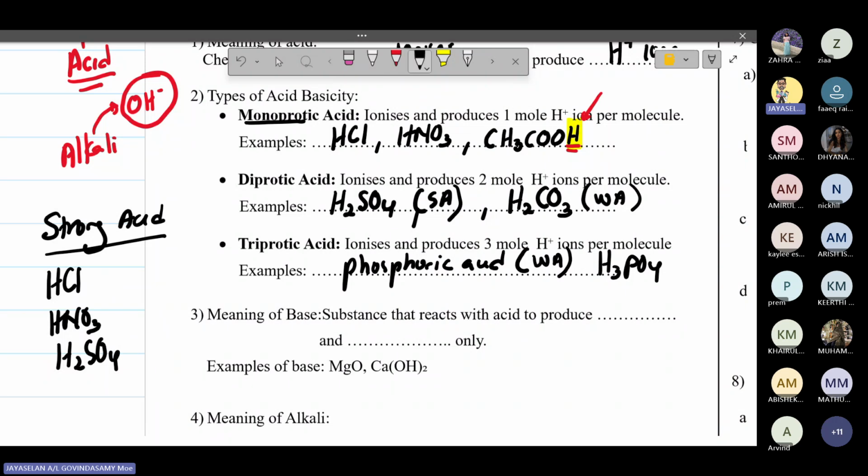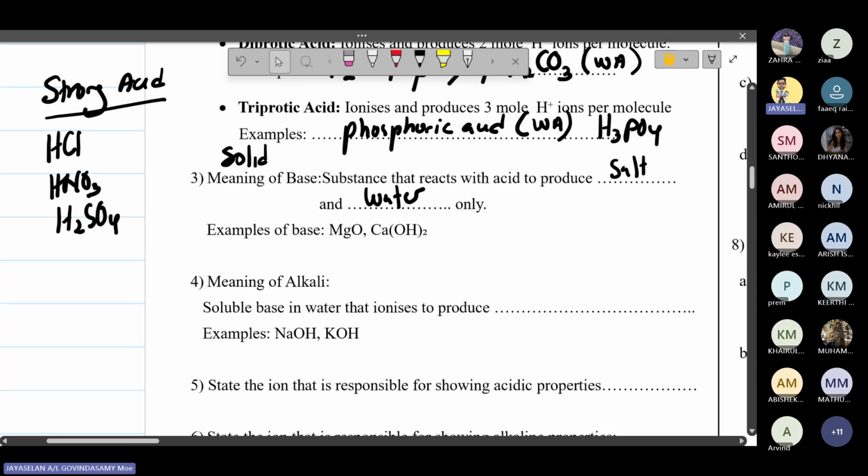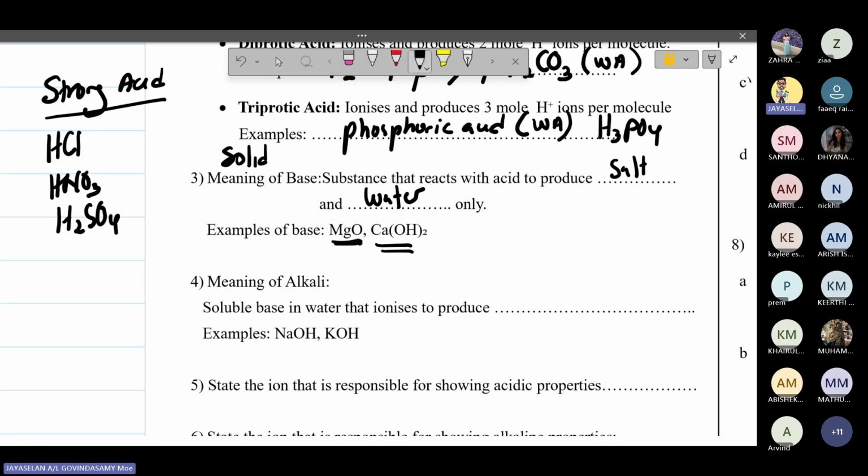No? Okay, you must know the differences between base and alkali. Okay, base is not alkali. Understand? Base is not alkali. Base exists in the form of what? Solid. Base is known as metal oxide. It's not metal hydroxide. Base is the substance that reacts with acid to produce salt and water only. That is called base. Examples of base, you see metal oxide, metal hydroxide, all that.